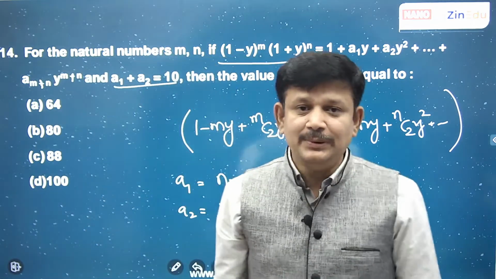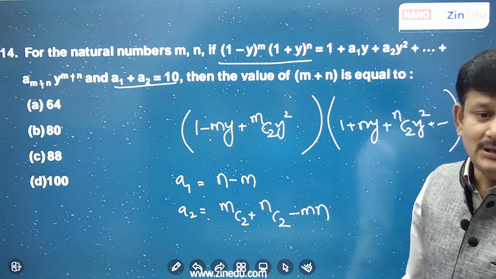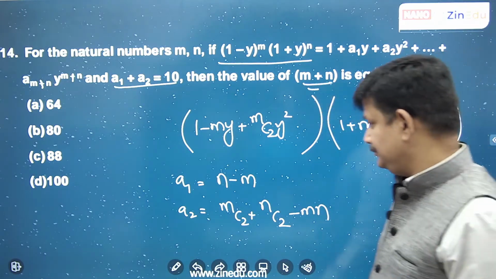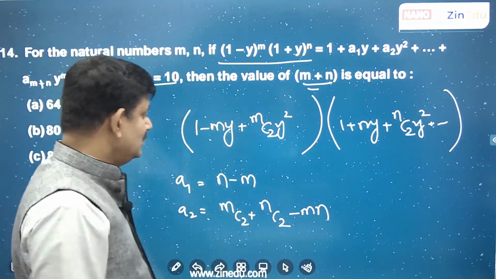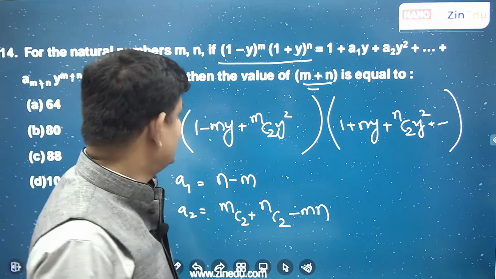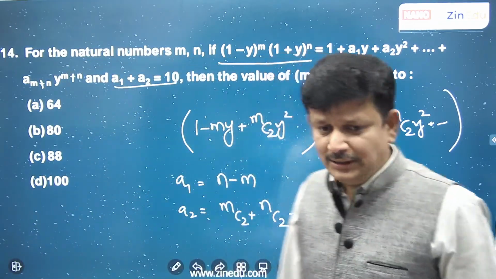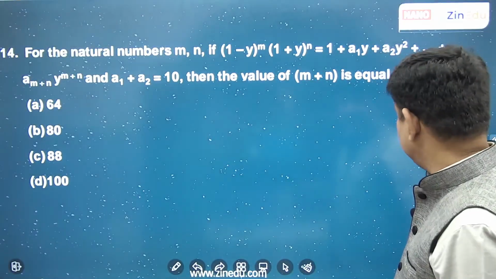So a1 plus a2 is given to be 10. The sum of these two is given to be 10, and he is asking you the value of m plus n. So probably the summation will get converted automatically into something in terms of m plus n. From there, you will be able to find the value of m plus n. So again, not at all a complicated question. Just that you have to do some calculations, nothing else.